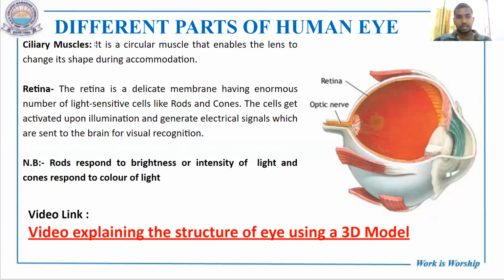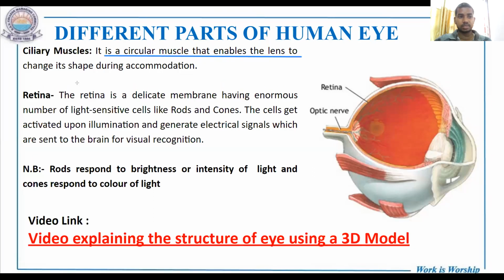Different parts of the human eye: the ciliary muscles. Another part is the ciliary muscle. The ciliary muscle helps in holding the lens, and also helps to change its shape during accommodation. Accommodation is the ability of the eye lens to see near and far objects by changing its focal length. To see a nearby object, it reduces its focal length, and to see a far object, it increases its focal length. And it is only possible by the action of these ciliary muscles. We'll study this after some time.